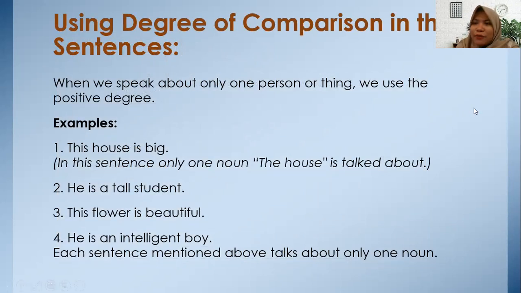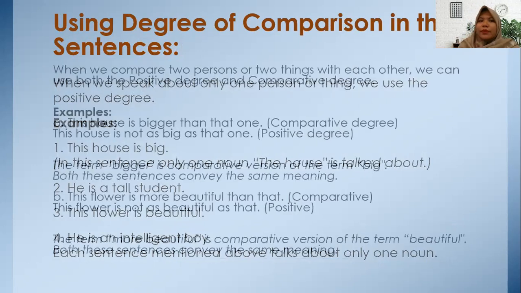So this is kind of the review, the concept of using degree of comparison in the sentence. When we speak about only one person or thing, we use the positive degree. This house is big. In this sentence, only one noun, the house, is talked about. He is a tall student. The flower is beautiful. He is an intelligent boy. Each sentence mentioned above talks about only one noun.